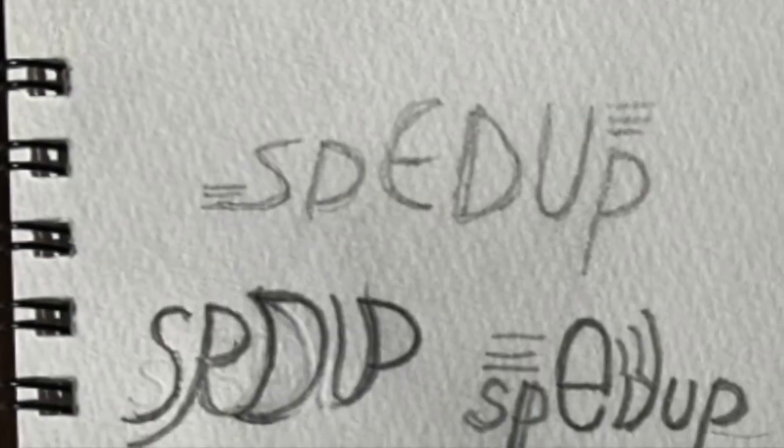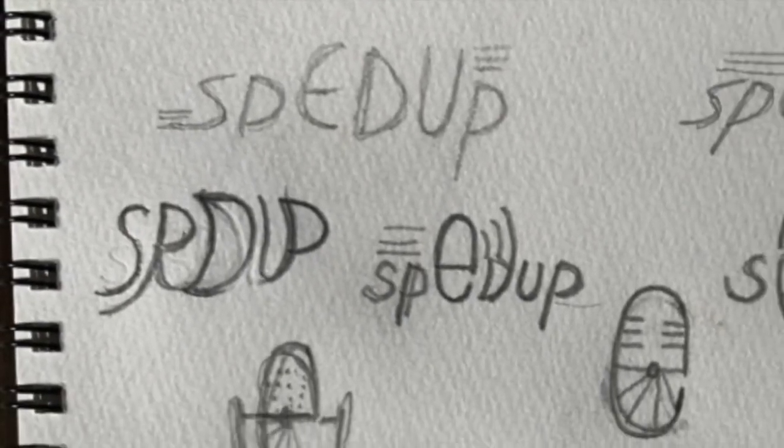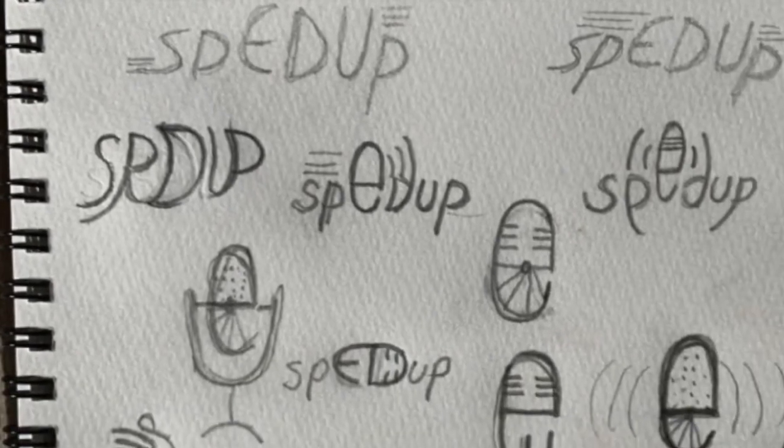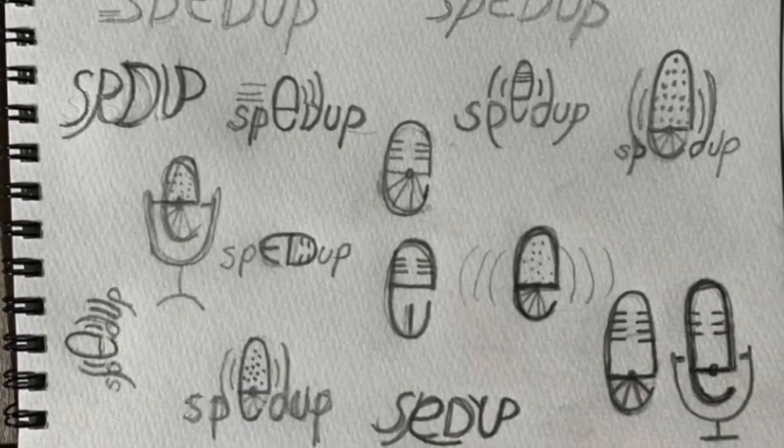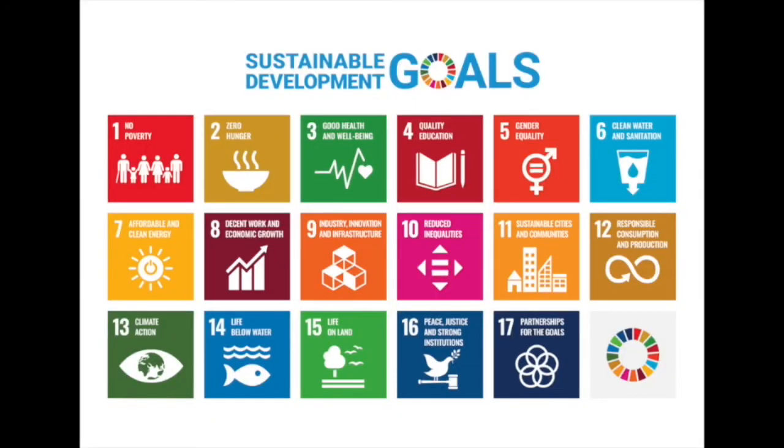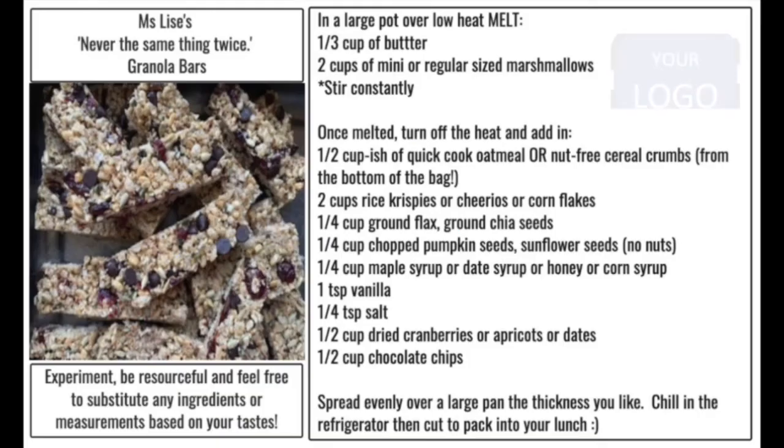Here's an example of some experiments I recently did, trying to come up with a logo design for a new online discussion group that Mr. Mark has started up. And if you want to just focus on improving your observation skills, you can try copying one of the UN Global Goal logos.